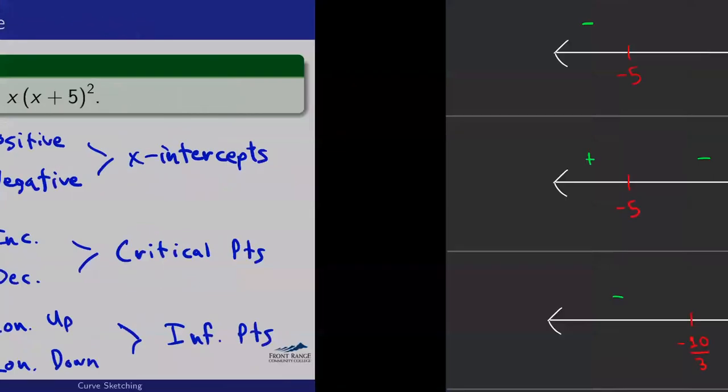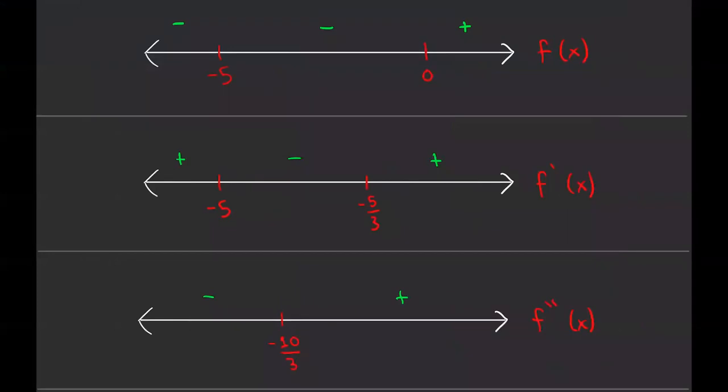And so all of that info we've actually got summarized in these number lines. And we made these number lines, I've cleaned them up a little bit. So what we have here is we have for f of x our x-intercepts at 0 and -5. For f prime, we have our critical points, -5 and -5/3. And for f double prime, we have a possible inflection point at -10/3. And we'll note that because the concavity changes sign from negative to positive at this possible inflection point, this is actually an inflection point. So we can confirm that that is an inflection point.